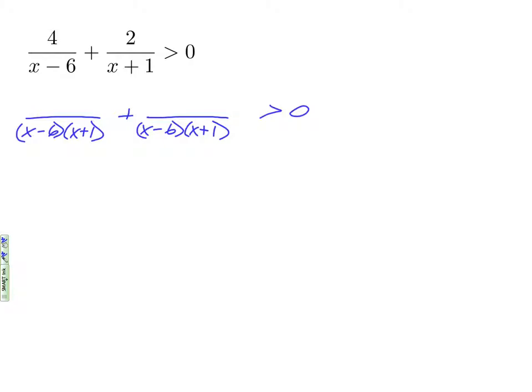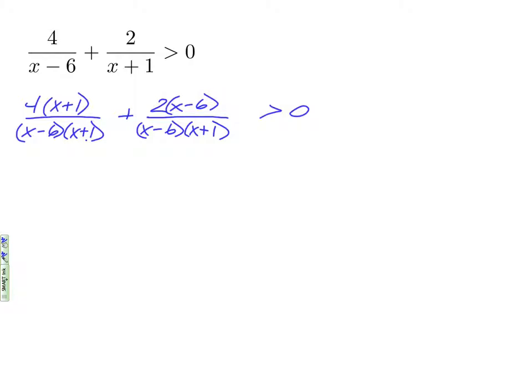So that means I need to multiply 4 by something. What is it I need to multiply 4 by? X plus 1. What's an easy way to figure out what you need to multiply by? Right, what's not already in the denominator? I've already got x minus 6. I don't have the x plus 1, so that's what I need to multiply by. So that means the 2 needs to be multiplied by x minus 6. Good.